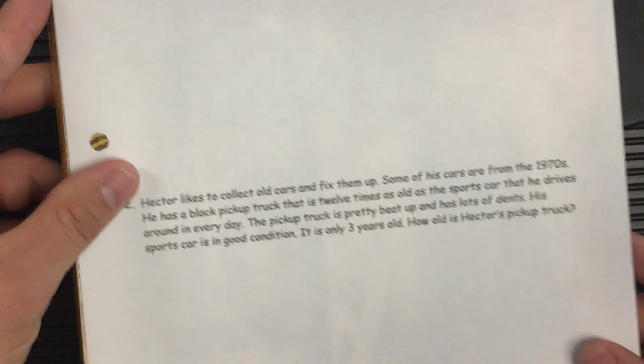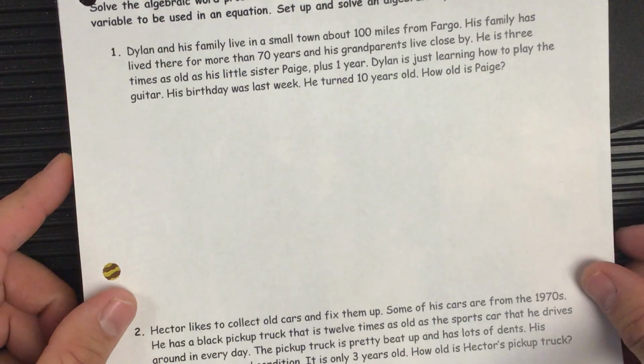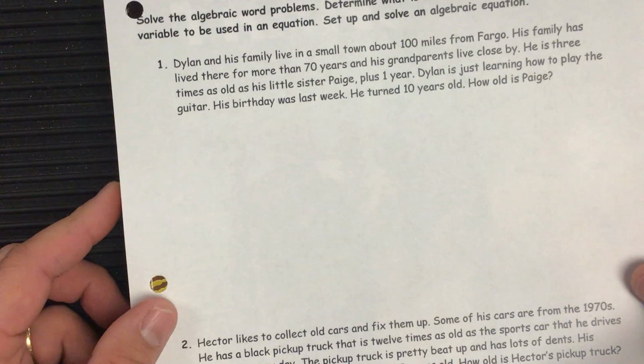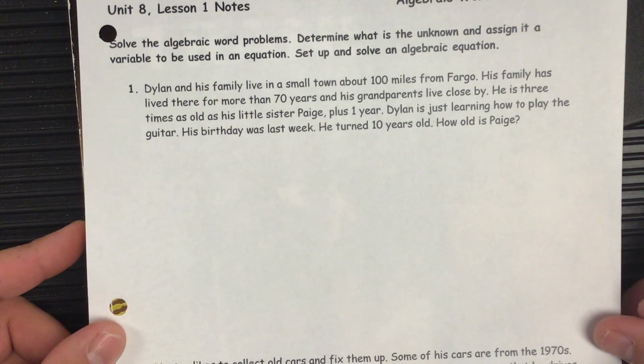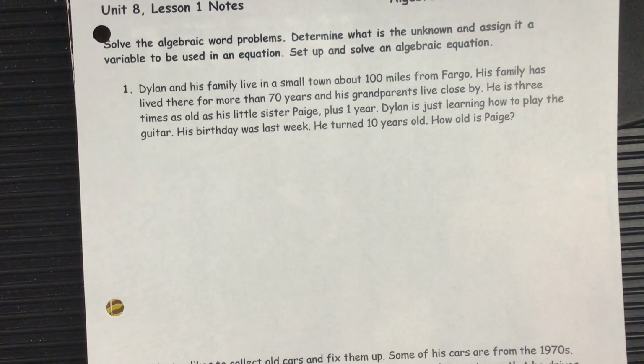Same thing we've done, but it's a word problem. So let's just read that through. Directions: to determine what an unknown is, assign a letter for it, and then set up and solve an equation.